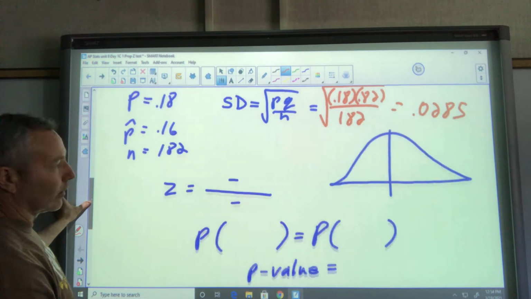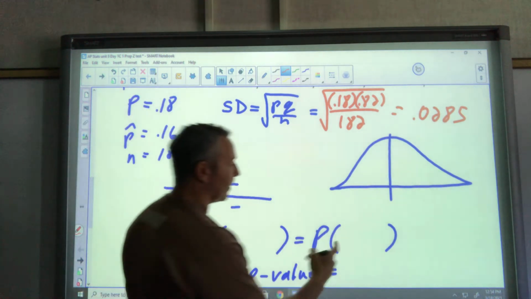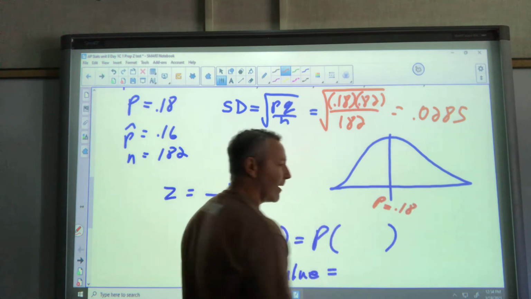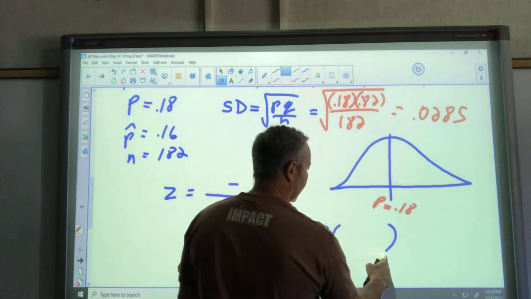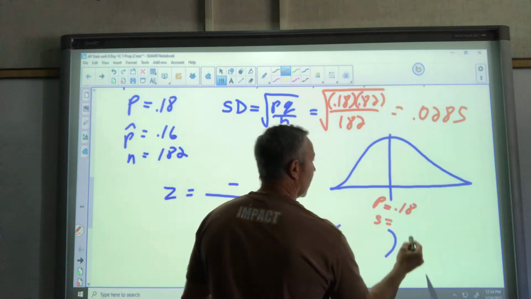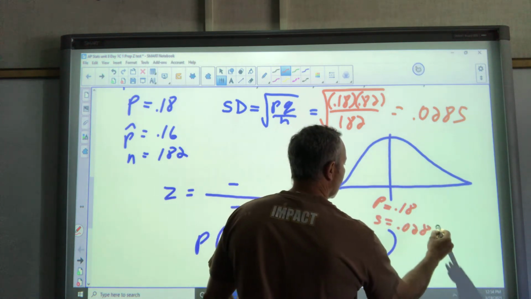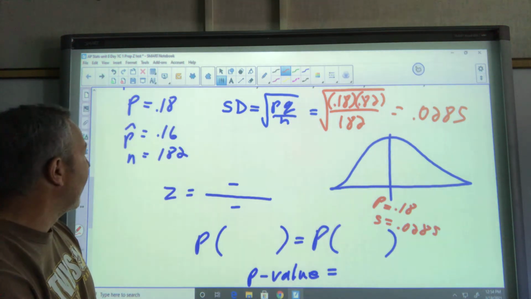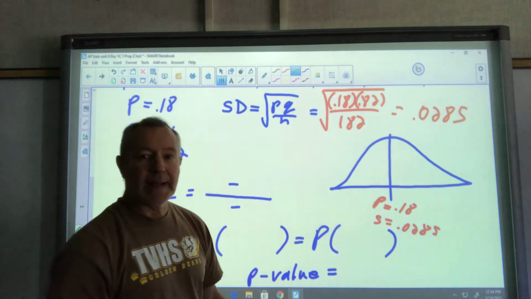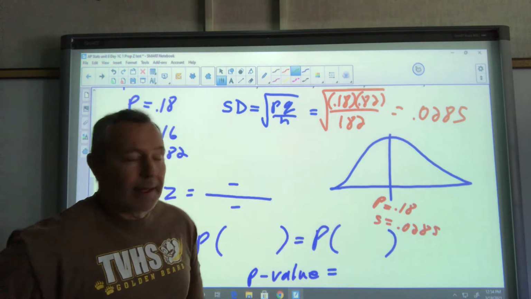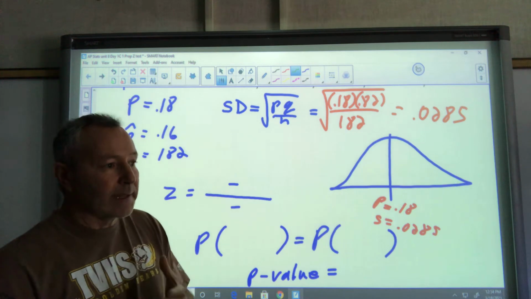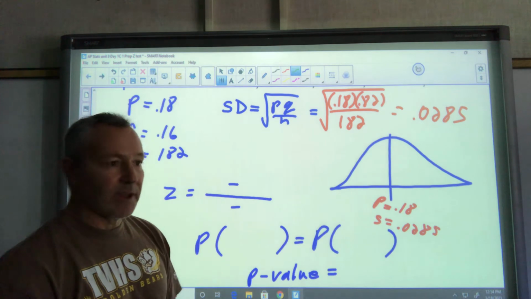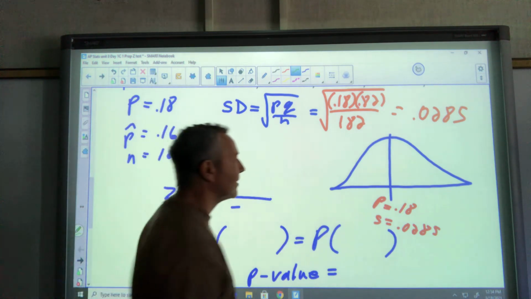Okay, and in reality, we're real far down the road here. In our picture, our true picture should be that the proportion is 0.18, and if I have a group of 182, I would get a standard deviation of 0.0285. That's my picture, okay? And then we found 16%, and we want to know the likelihood that if it was really 18% with that standard deviation, how likely is it that I could get a sample of 182 women, which determined that standard deviation, and have the answer be 16% or less?